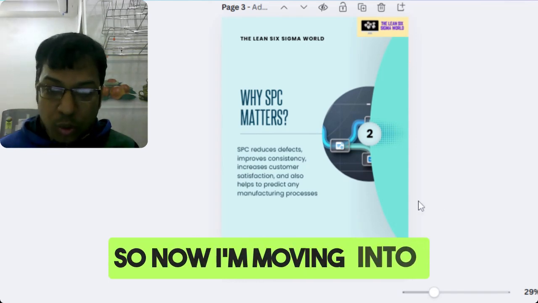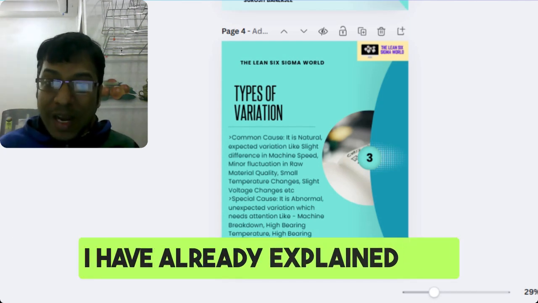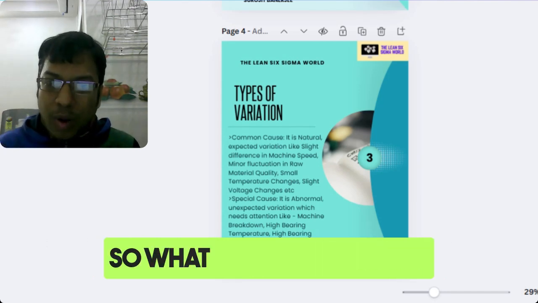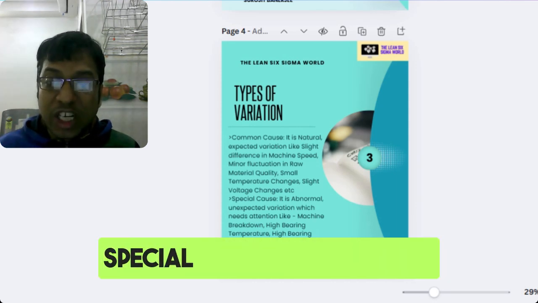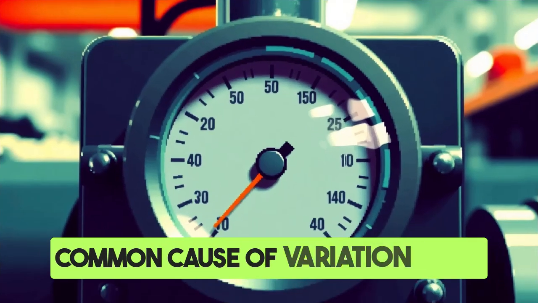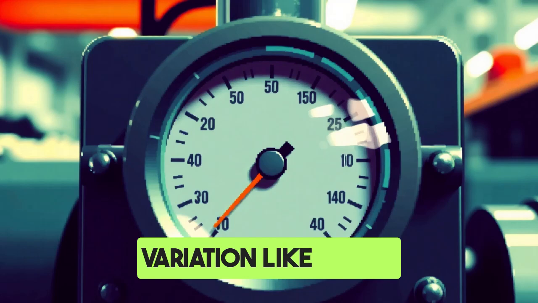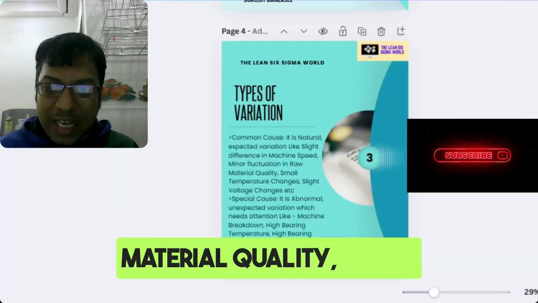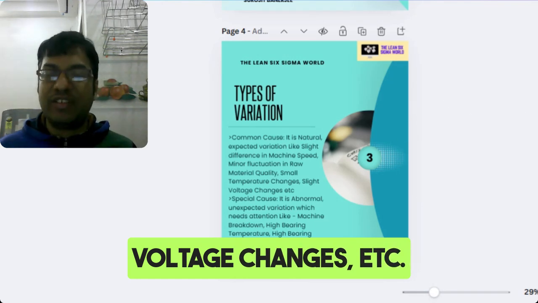So now I'm moving into what are the types of variation. I've already explained that it gives you an indication to find out the variation. So what are the different types of variation? There is common cause of variation and there is also special cause of variation. Common cause of variation means it is natural, it is expected variation, like slight difference in machine speed, minor fluctuation in raw material quality, small temperature changes, slight voltage changes, etc.